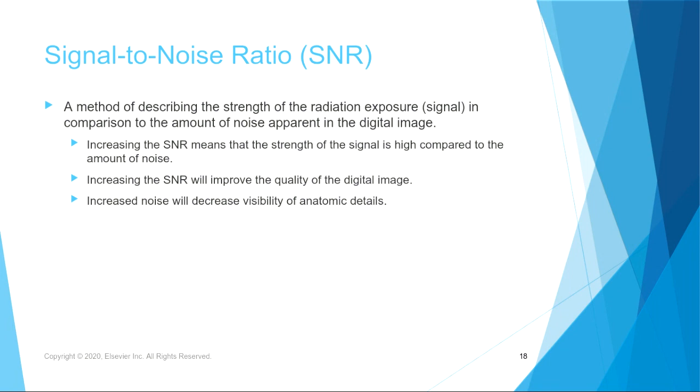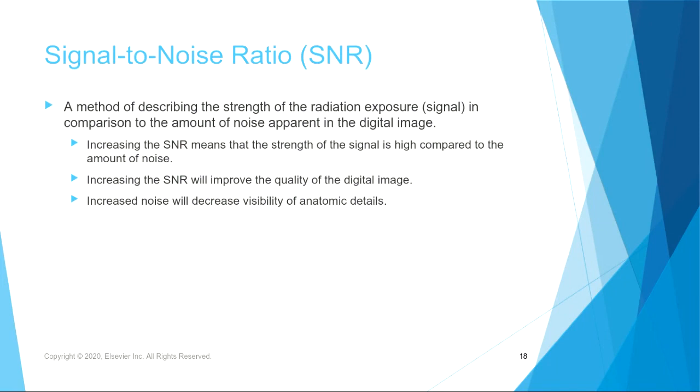When you increase the signal to noise ratio, it means that the strength of the signal is high compared to the amount of noise. So when you have an increased signal to noise ratio, that improves the quality of the digital image. But the downside is if that signal is increased, then your patient's exposure was also increased.